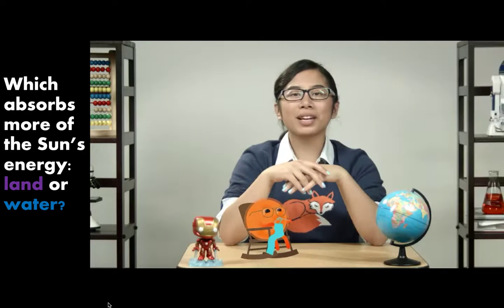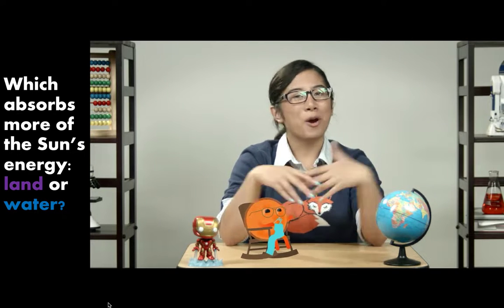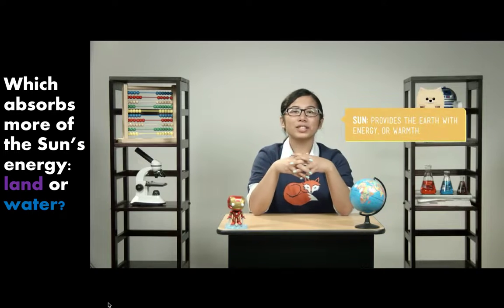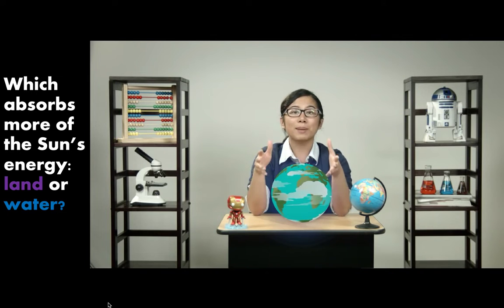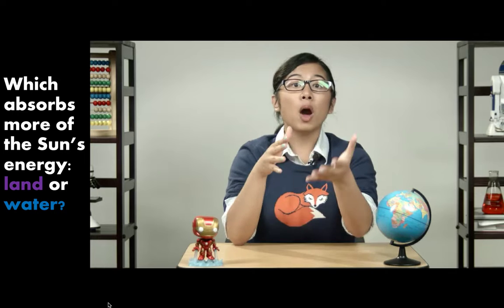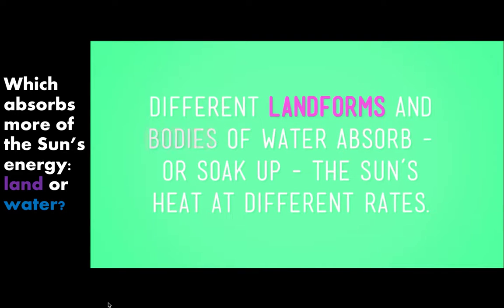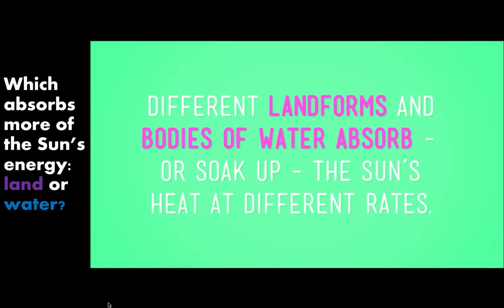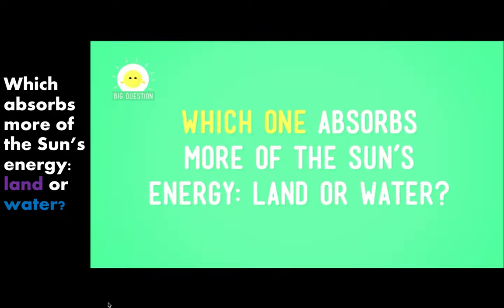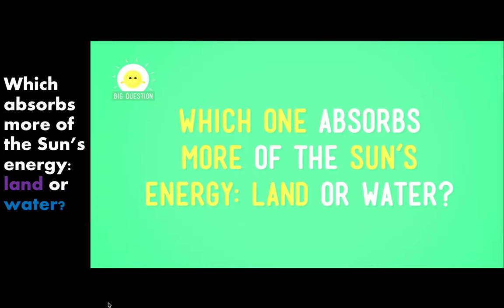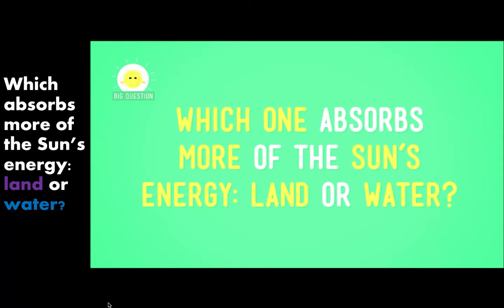You know who we haven't hung out with in a while? This guy. What's up, son? You remember that the sun provides the Earth with energy, or warmth. And you know that the Earth's surface is made up of different types of land and water. Now, it would probably make sense that these different landforms and bodies of water would absorb, or soak up, the sun's heat at different rates, right? Well, you're right, it does. But which one absorbs more of the sun's energy? Land or water? And more importantly, why?